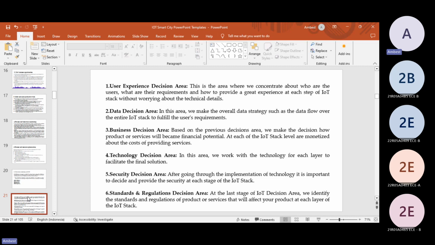The user experience decision area concentrates on who the users are, what their requirements are, and how to provide a great experience at each step of an IoT. Whatever they need, they should experience in a great way, without worrying about the technical details. And the second thing is the data decision area. This is the overall strategy for how data flows over the entire IoT stack and fulfills all the user requirements.